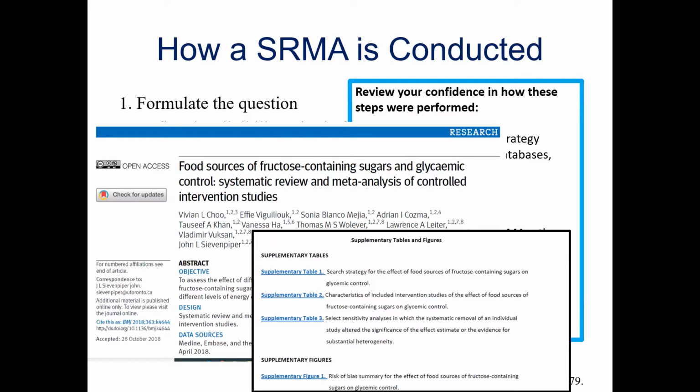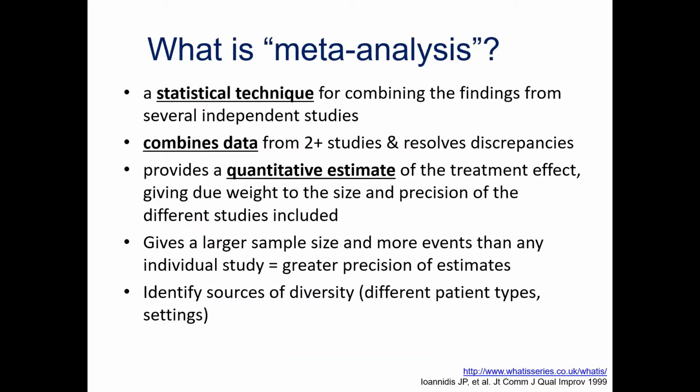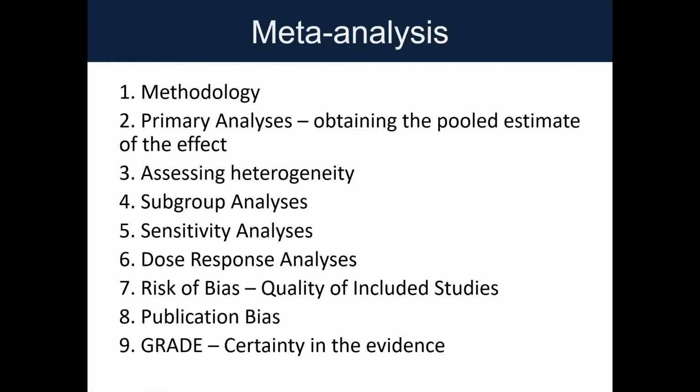Now moving on to reading and reviewing the meta-analysis component of the SRMA. Again, as a reminder, a meta-analysis is a statistical technique for combining the findings from several independent studies to resolve discrepancies and provide a quantitative estimate of the treatment effect. Here are some general steps in performing a meta-analysis, which I discussed in the first series of videos. Now let's see how each was conducted and reported in your SRMA.